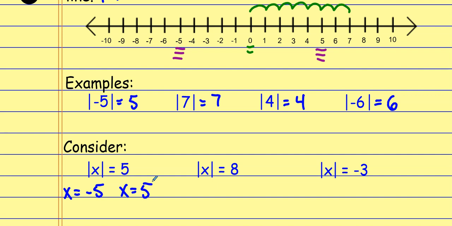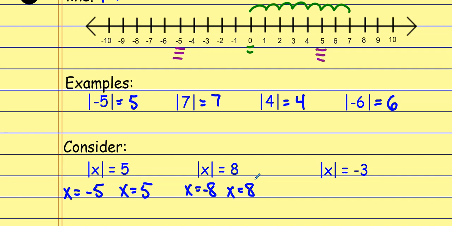Same thing with the next one. It says the absolute value of x equals 8. Well, what things would be 8 units away from 0? Well, x could be a -8. That's 8 units away. Or x could be a +8. That's also 8 units away. All right, so each of those has an absolute value of 8 because they're both 8 units away.